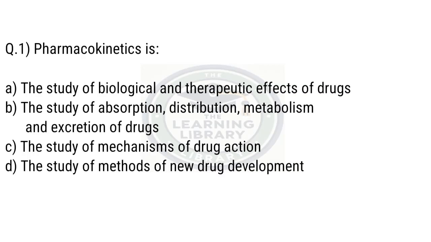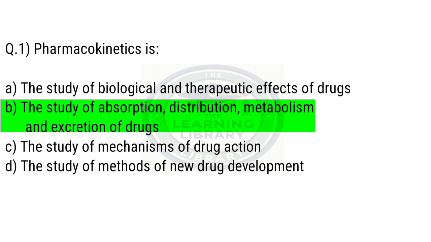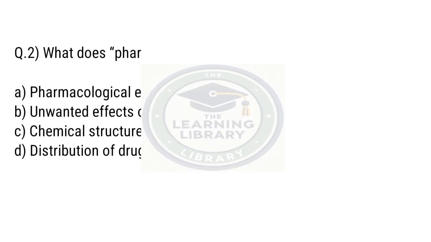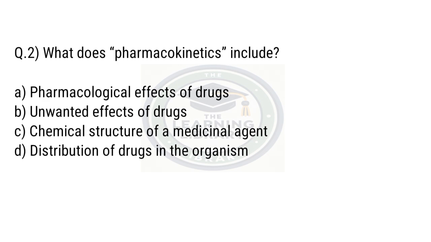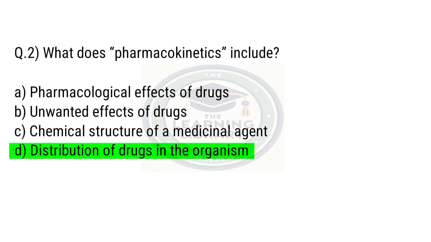Question number 1. Pharmacokinetics is. The right answer is option B. The study of absorption, distribution, metabolism and excretion of drugs. Question number 2. What does pharmacokinetics include? The right answer is option D. Distribution of drugs in the organism.